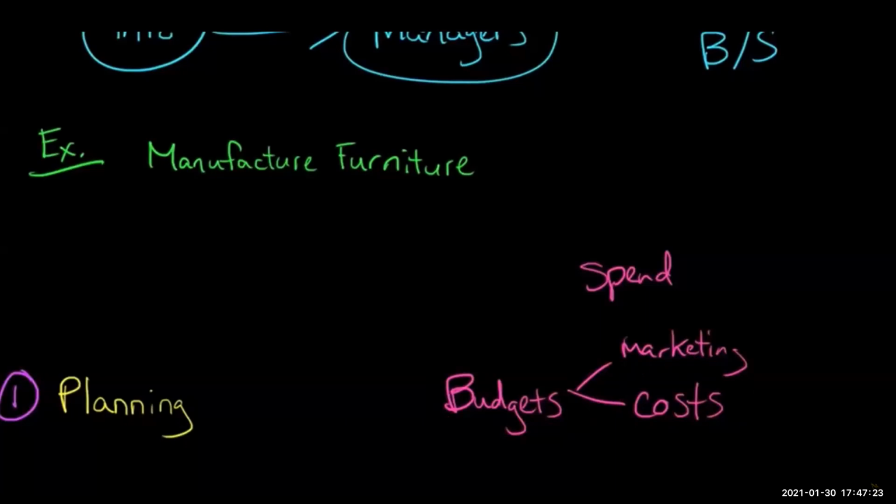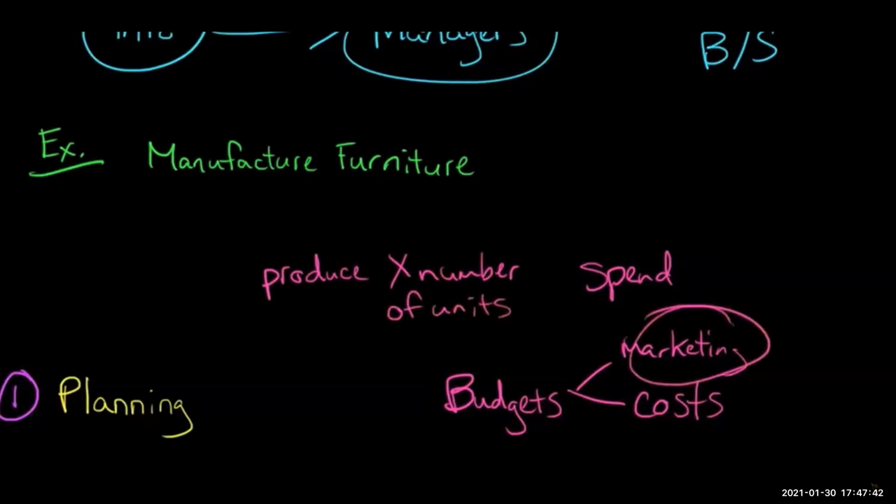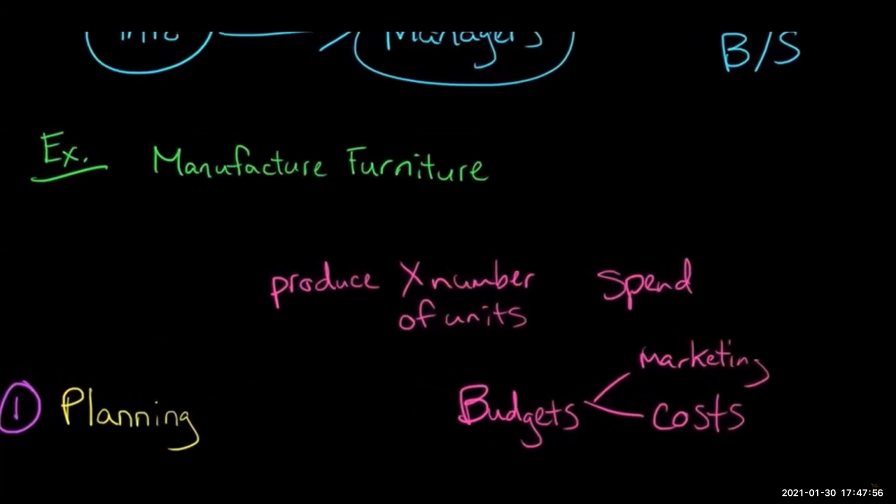More specifically, if we produce X number of units, what is that going to cost? How many marketing dollars should we throw at that? What will be the cost in terms of overhead and raw materials? What are all the costs? We're doing some planning, looking into the future, and putting together these budgets.